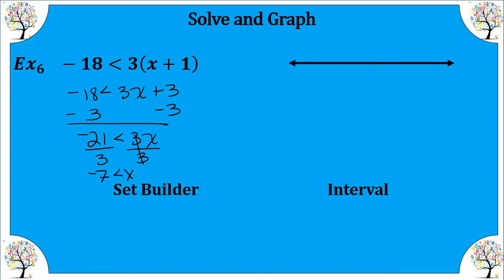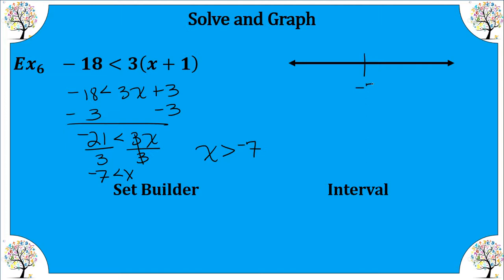If we want to write it so we can read it from left to right, right now we say -7 is less than x, so we're going to turn the entire statement around. X is greater than -7. So I didn't flip the inequality, I flipped the entire statement. Okay, now we're going to graph this.